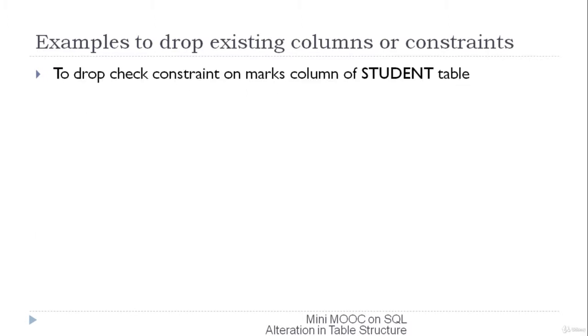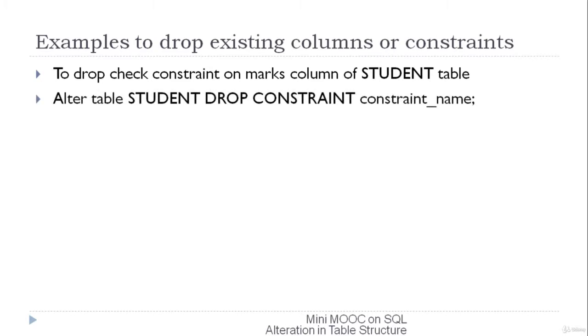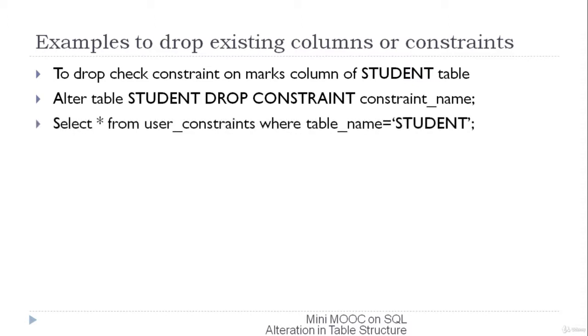To remove check constraint on marks column of student table, we have to specify constraint name in alter table. And its syntax is alter table table name drop constraint constraint name. But normally we don't know this constraint name, as if we have not supplied it during creation of table, then it has been assigned by Oracle. To know the constraint name, the solution is to query user underscore constraints table. So we can query it through this statement.